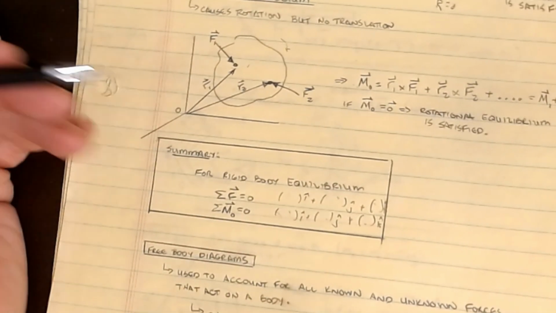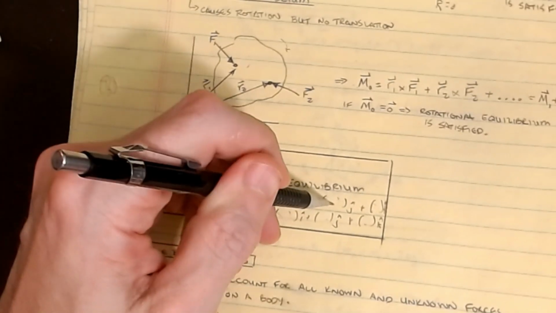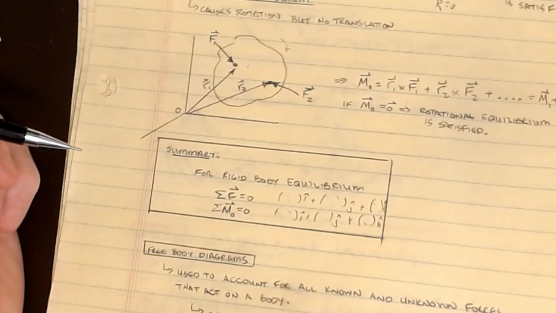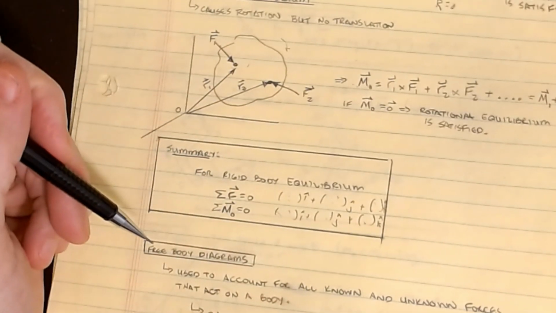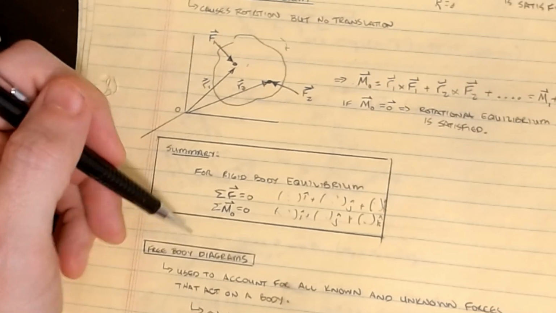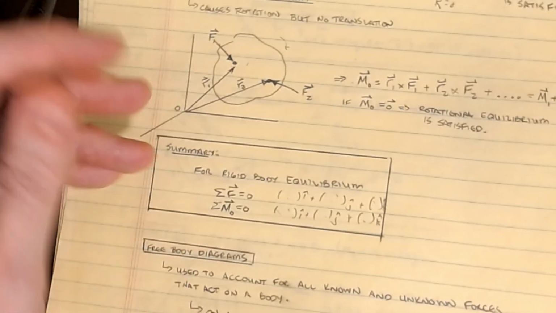In 2 dimensions, you only need 3 of them. I need the forces i, forces j, and the moment k to be able to do it, because all the others don't exist. They're out of plane. So that's the idea of what we're trying to do, applying this notion of equilibrium.